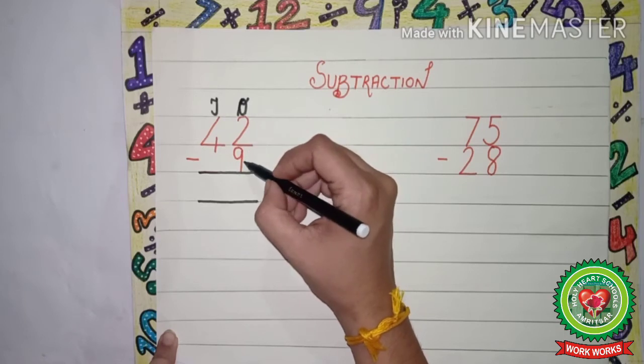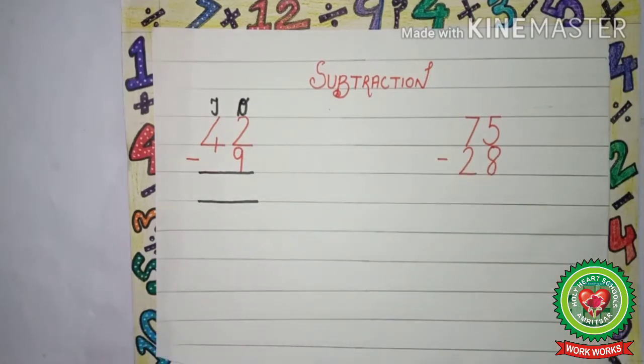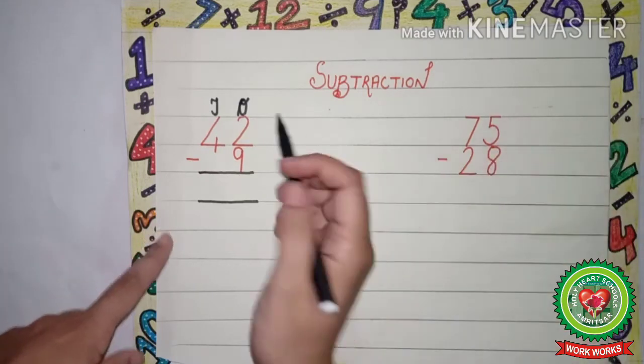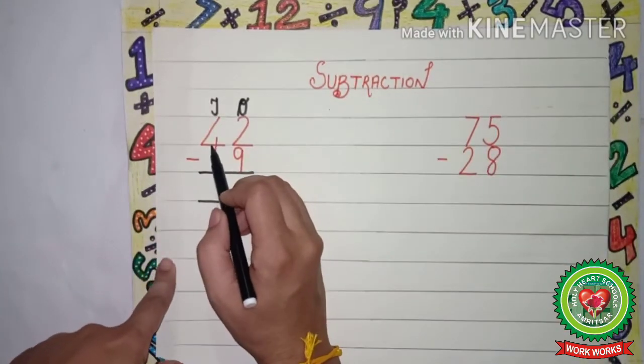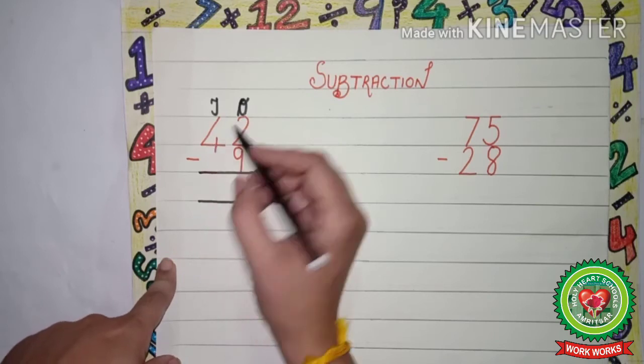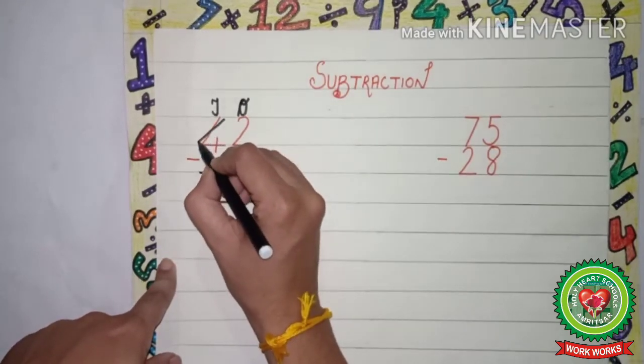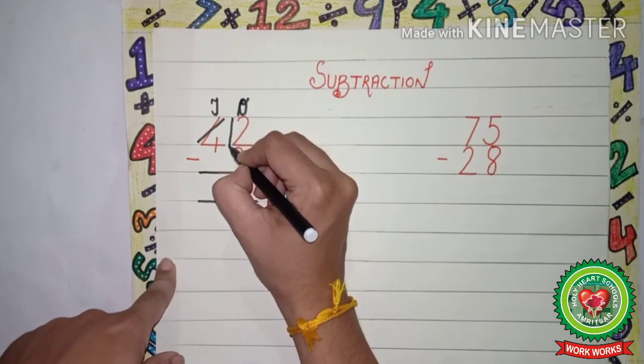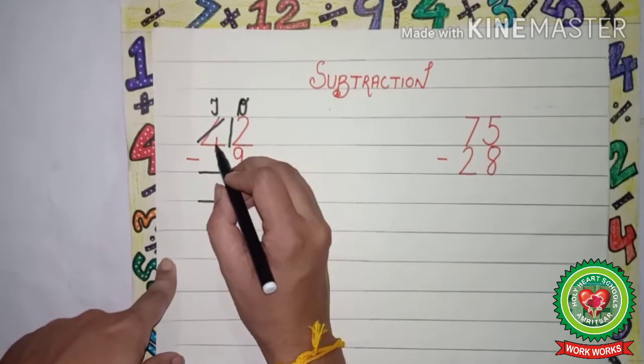We will start counting from 9 and we will stop at 2. Is it possible for us to start counting from 9 and then stop at 2? No. Why? Because 2 is smaller than 9. So we cannot subtract 9 from 2. So what we will do now, we will borrow 1 from the next number, that is from 4. We will cut 4. We will give 1 to 2. Now the number will become 12.